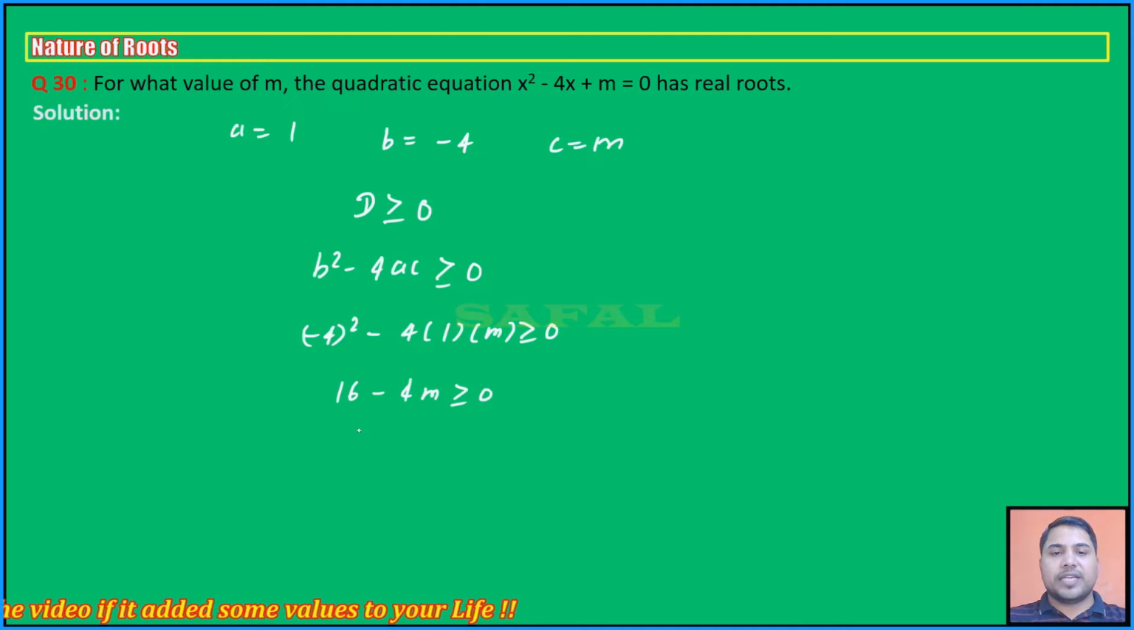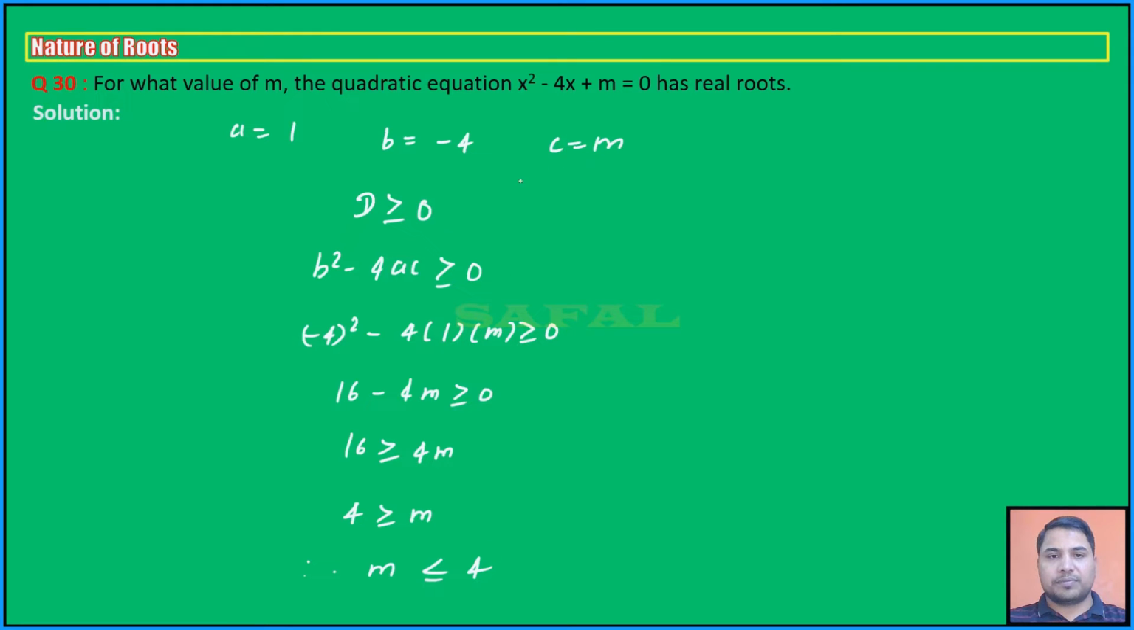4m I can take right hand side. So 16 greater than equals to 4m. I can divide both sides. So 4 greater than equals to m. So what I am getting is m should be less than equals to 4. So the value of m I can write should be less than equals to 4. Okay. So any real value which is less than equals to 4 can be taken in this case.